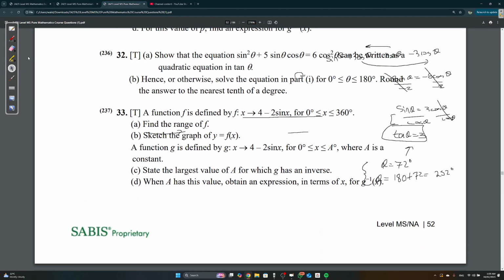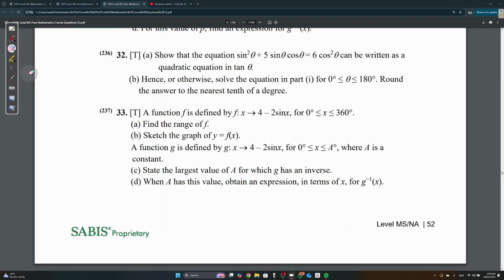Show that the equation sine squared theta plus 5 sine theta cosine theta... This is very easy. If you want to write this in tan theta, always remember, when they ask you questions like this, remember what tan theta is: it's sine theta over cosine theta. I need to have it over cosine. Quadratic equation in tan theta, so I want tan squared theta.